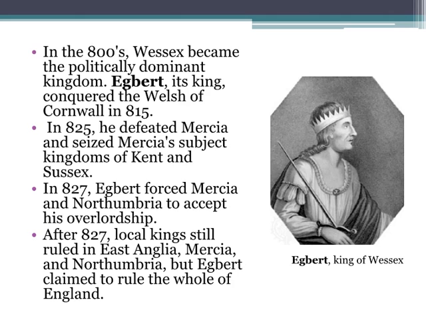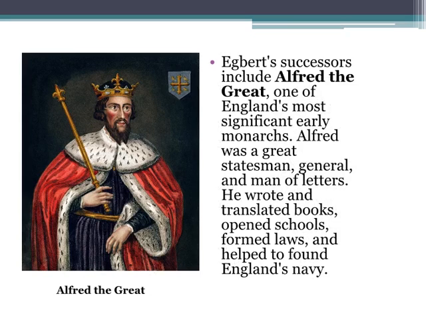After 827, local kings still ruled in East Anglia, Mercia, and Northumbria, but Egbert claimed to rule the whole of England. Egbert's successors include Alfred the Great, one of England's most significant early monarchs. Alfred was a great statesman, general, and man of letters. He wrote and translated books, opened schools, formed laws, and helped to found England's navy.